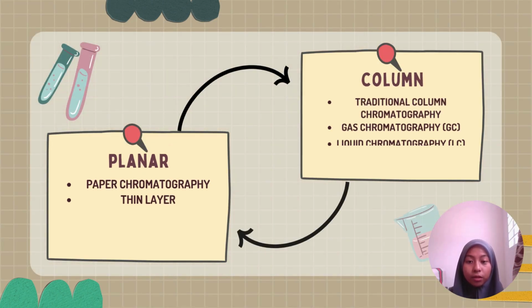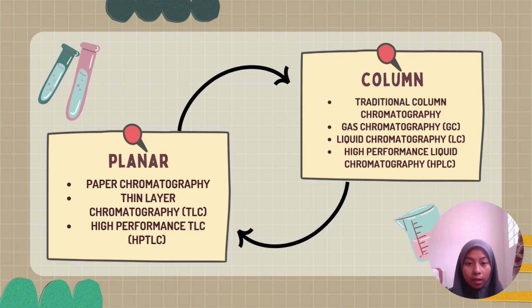So these are the two types of chromatography. First is planar and the second one is column. For planar, we have paper, thin layer and high performance TLC. For the column one, we have traditional column chromatography, gas chromatography, liquid chromatography and high performance liquid chromatography, which is called HPLC.